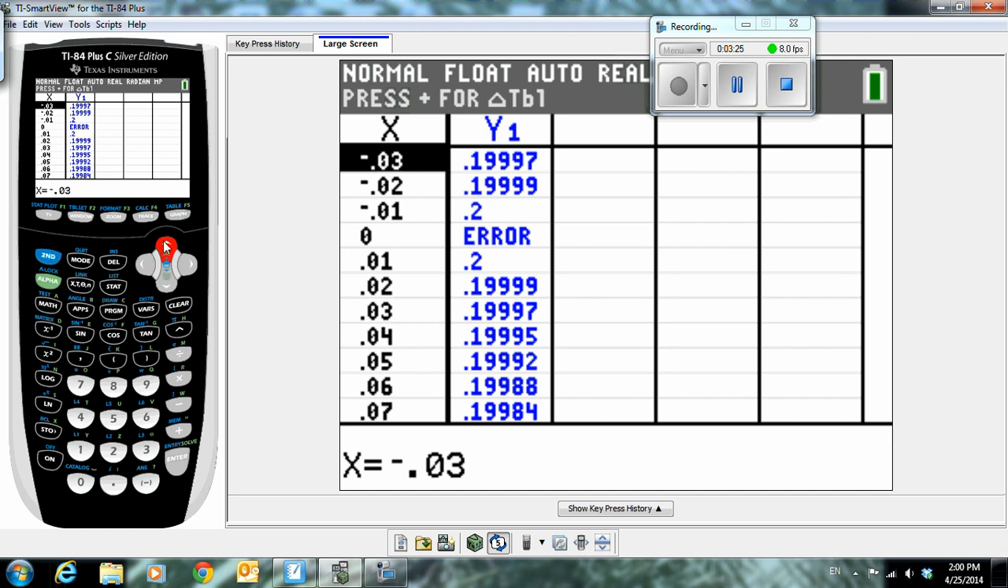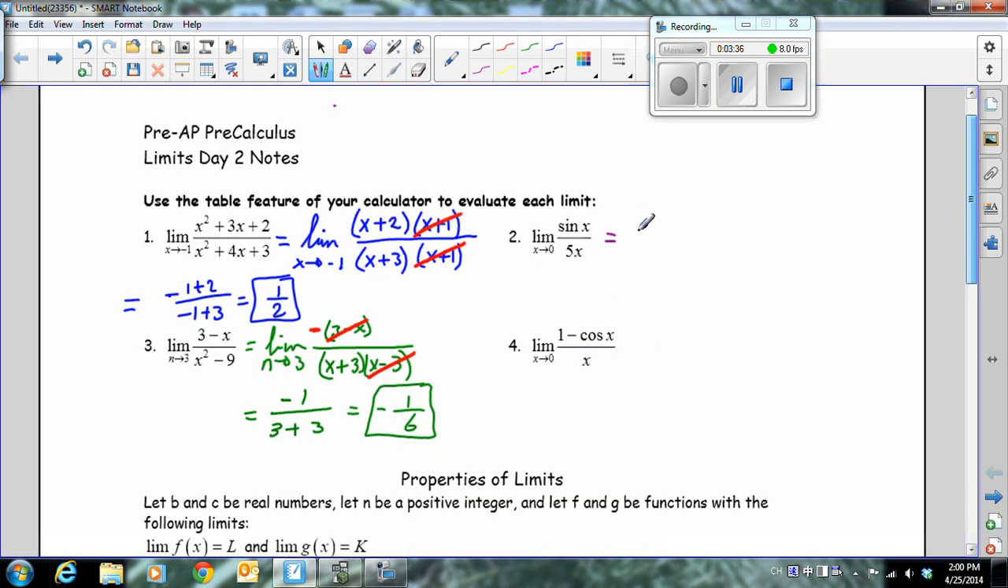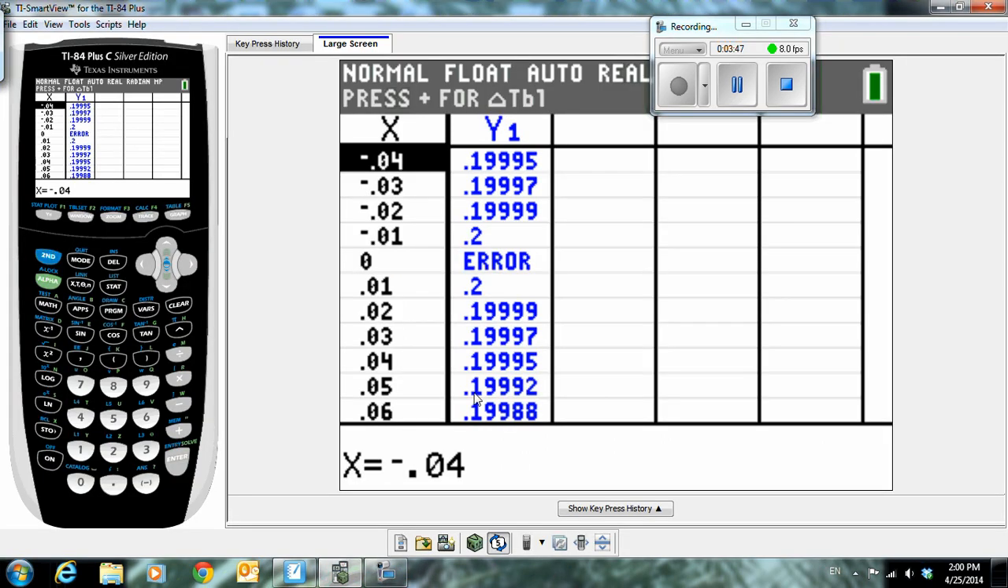So just based on the table, I can tell that the limit of the function as x approaches 0 from the left and from the right gives the same value, 0.2. Because it's the same, I can tell that 0.2 is the limit. Again, 0.2 is the limit just because I see that it keeps getting closer and closer to 0.2 from the left and from the right. All right, let's do the next one.